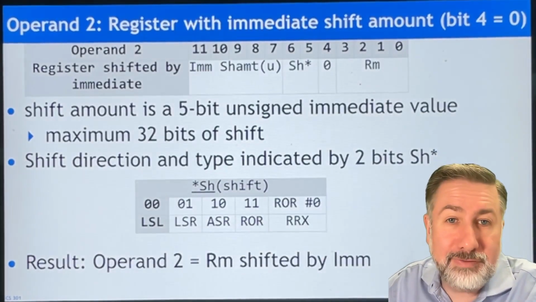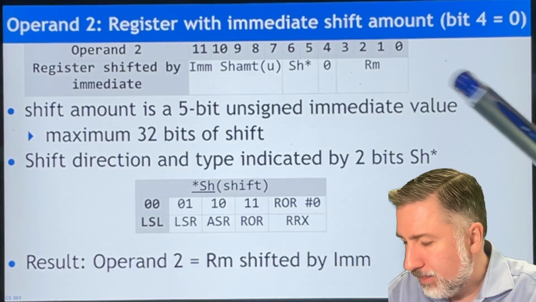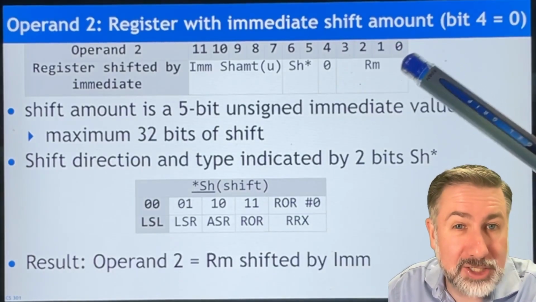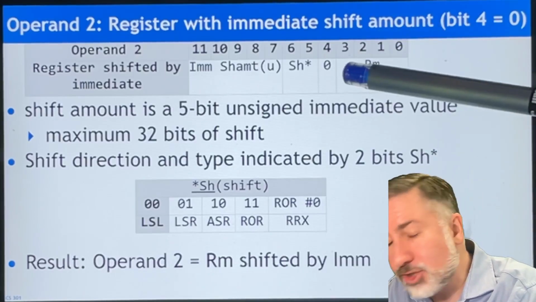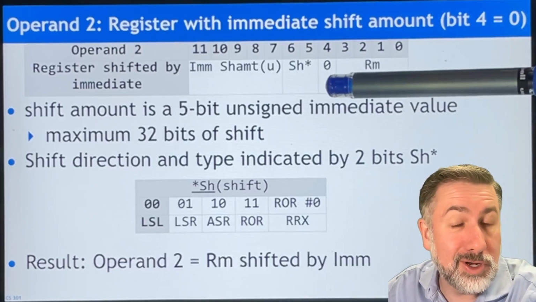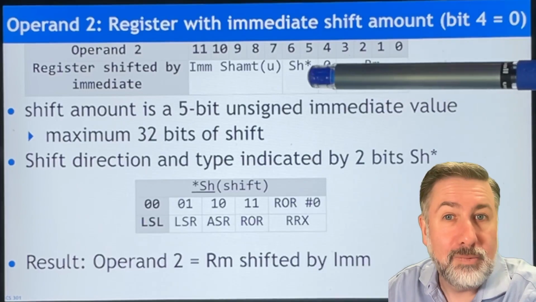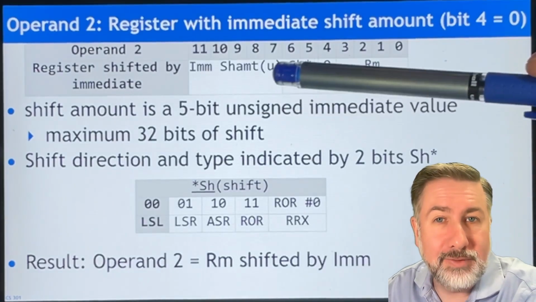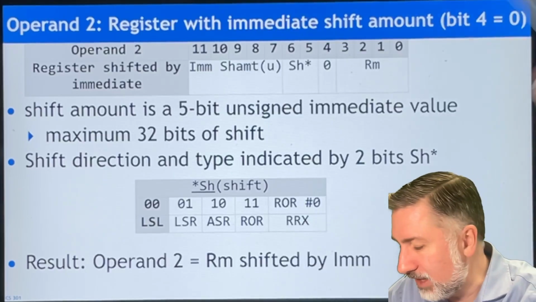Bits 6 and 5 are going to specify the shift direction, and then the last 4 bits are going to be the register that we're actually going to take and shift. So we specify the register that we're going to shift. We specify whether we shift it by an immediate amount or a register amount. In this case, we're shifting it by an immediate amount. We specify the shift direction, and then we specify the shift amount. And that shift amount is a 5-bit immediate value.